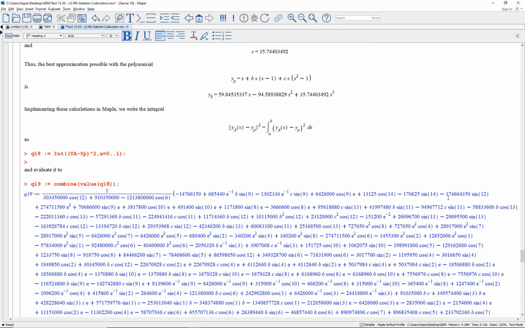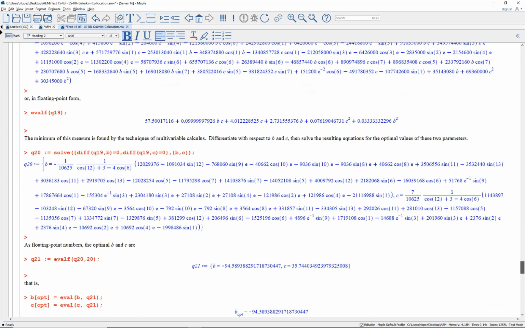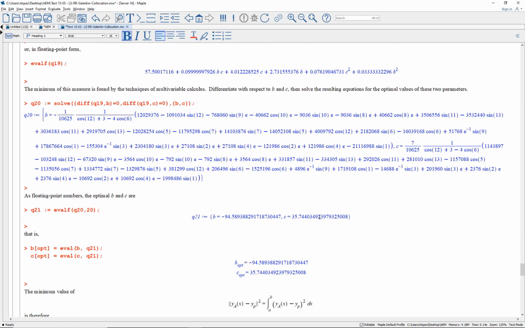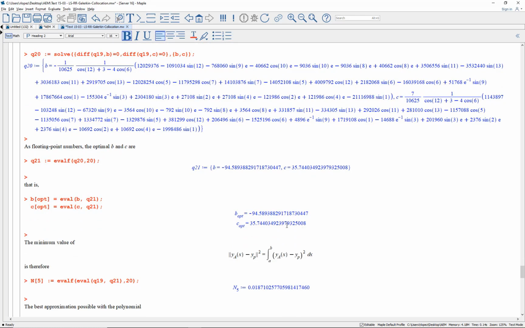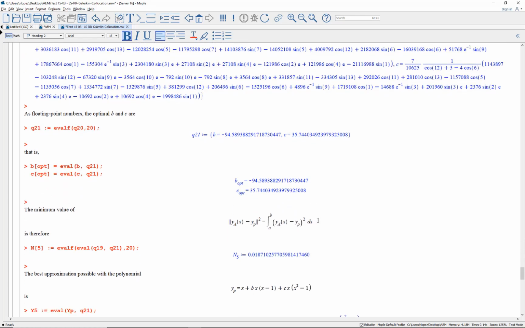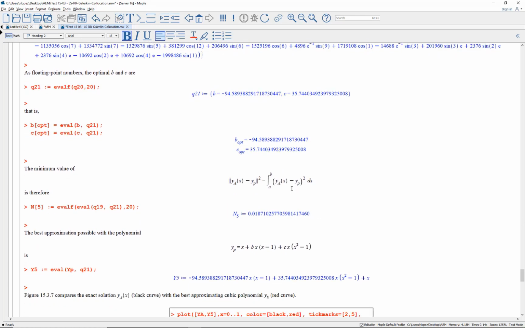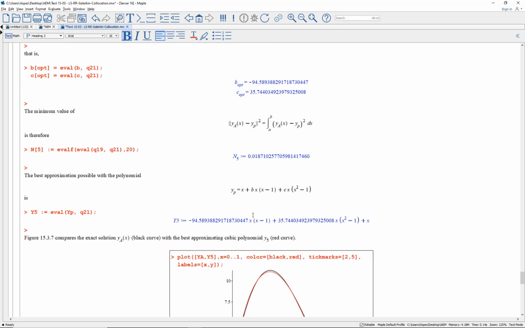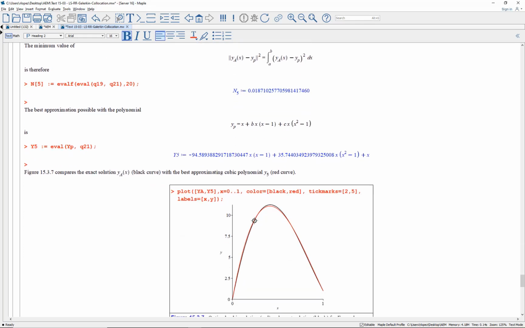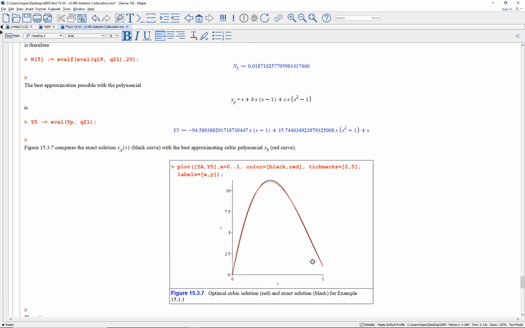So here I'm doing the calculations. It gets messy. We minimize. We get these two numbers which I just showed you, and we call them the optimal B and C. If I use those, I get a fifth approximation, and the norm of that difference is this number, and this is that approximation, and this is what it looks like graphically.